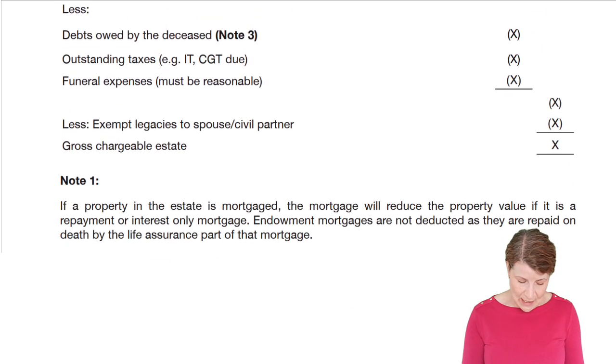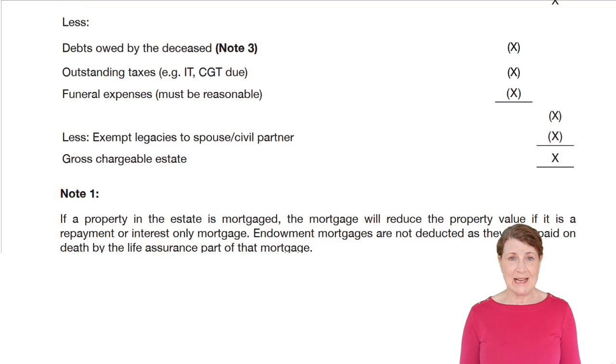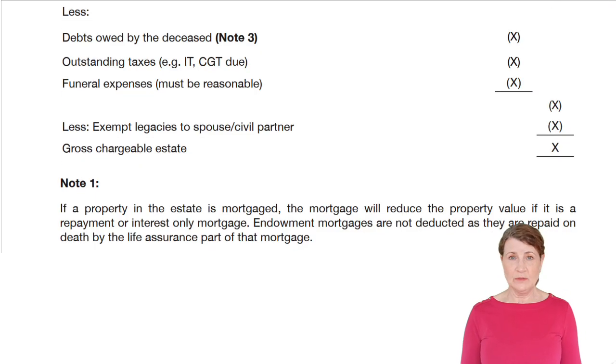So other things that we can deduct, say, is outstanding taxes. If you owe any income tax up to the date of death or any capital gains tax up to the date of death, then it's still got to be paid, but the amount that you pay would be an allowable deduction in the death estate. And then we can have reasonable funeral expenses. So we can have the cost of the headstone and the wake and the funeral itself and so on.